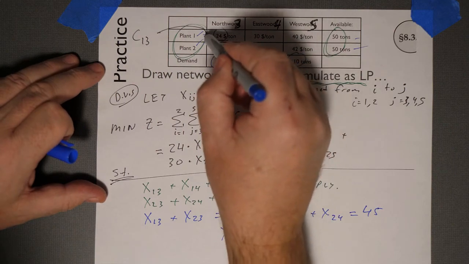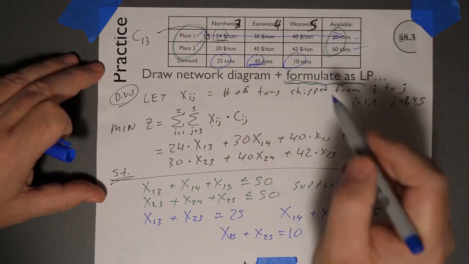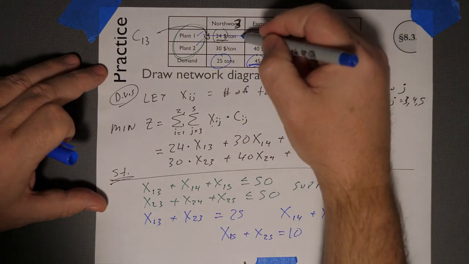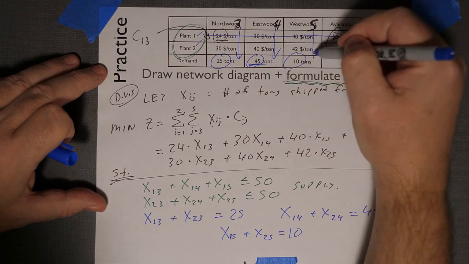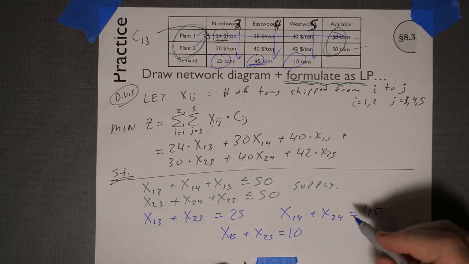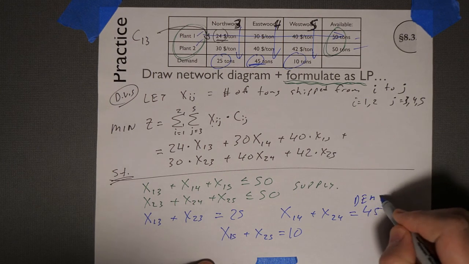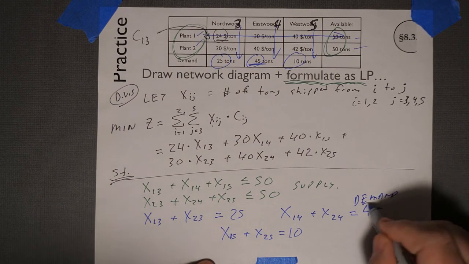So you can think about it this way. We've got our table set up, and going across this way, those are the supply constraints. I've got 2 of those rows. And I've got 3 columns, 1, 2, 3, which are the demand constraints.